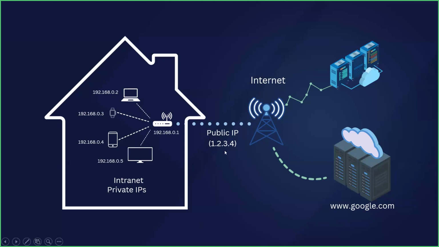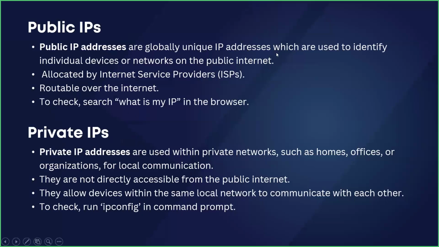And that happens with the public IP. So public IPs are the IPs which are globally unique IP addresses used to identify devices on the internet. Okay, and they're provided or allocated by the internet service provider. And these are the IPs which are routable over the internet.